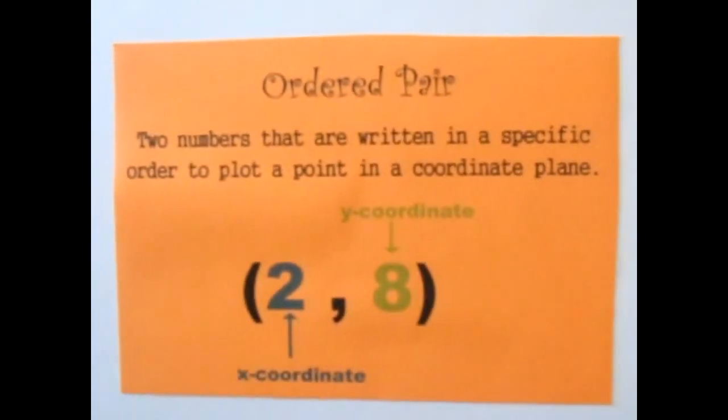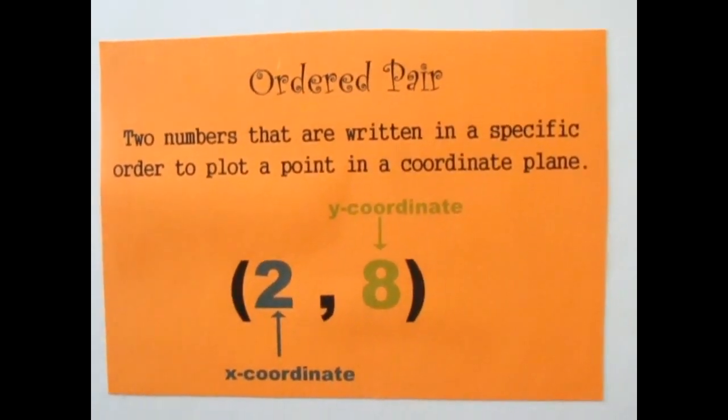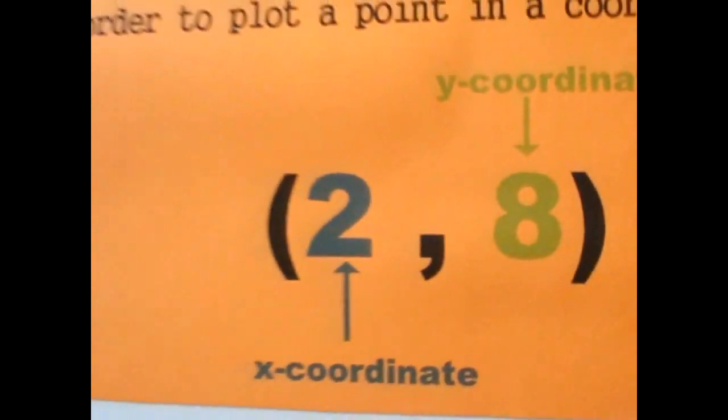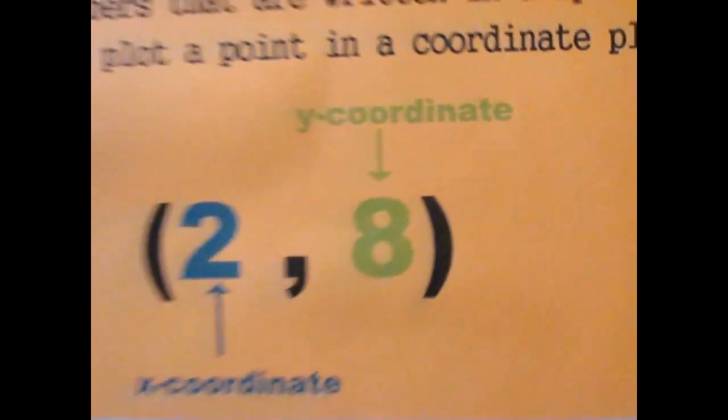Ordered pairs. Two numbers that are written in specific order to plot a point on a coordinate plane. This would be the x-coordinate, which goes on the x-axis, and this would be the y-coordinate that goes on the y-axis, and together they make an ordered pair.